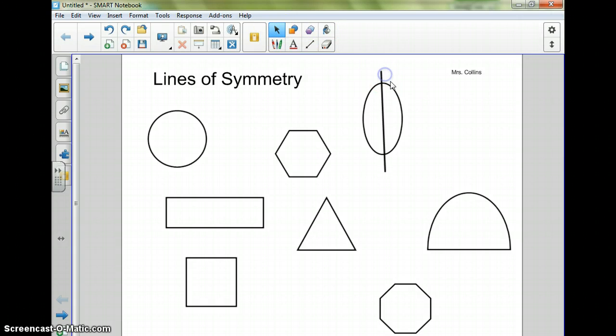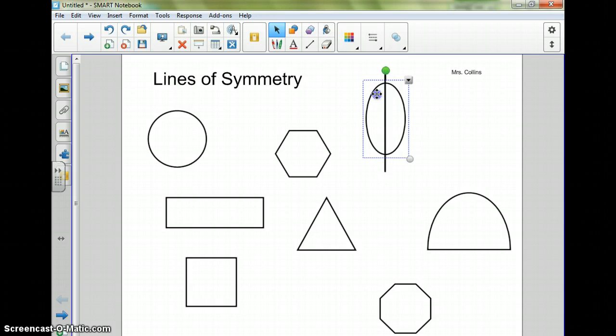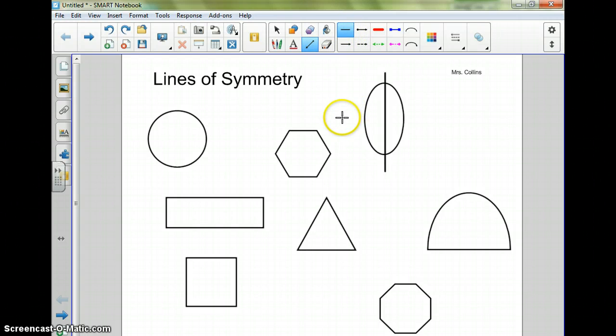Like this one, I don't quite have it exactly right. I may want it to go straight up and down. It's going to be very hard to probably do this on here. Just a little bit. Try to get it exact as possible. Some of them have more than one line of symmetry, probably most of them. So I'm going to go and also make the other one. You can always go back and fix it.